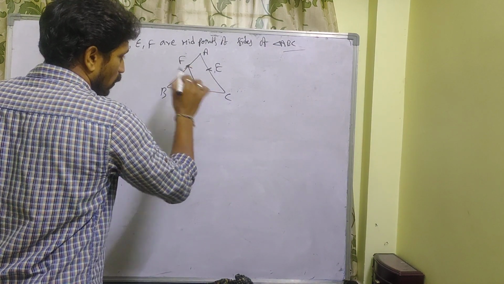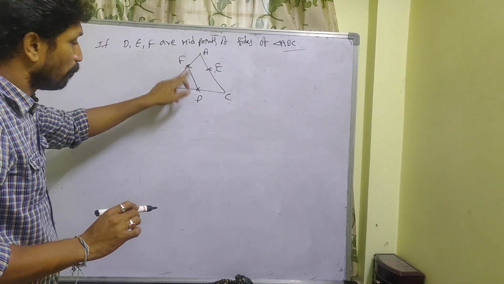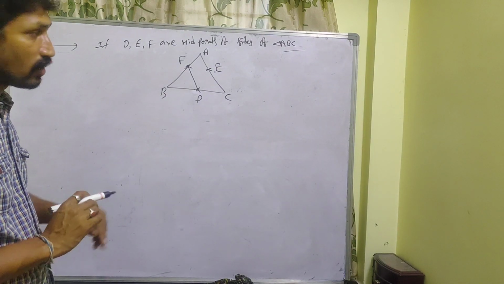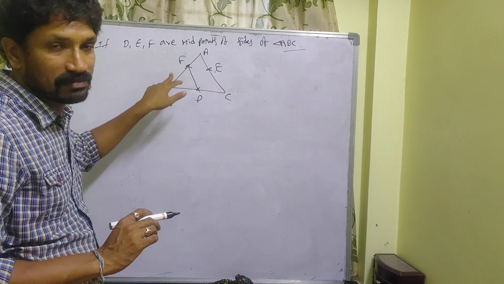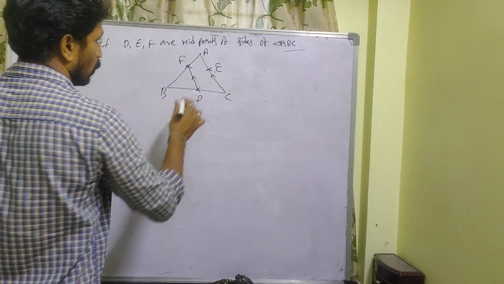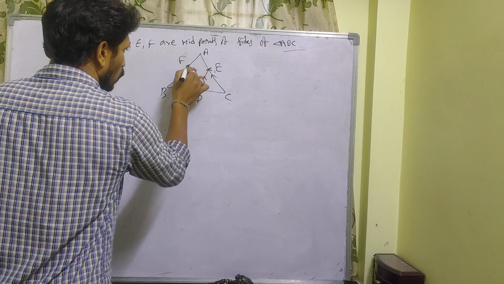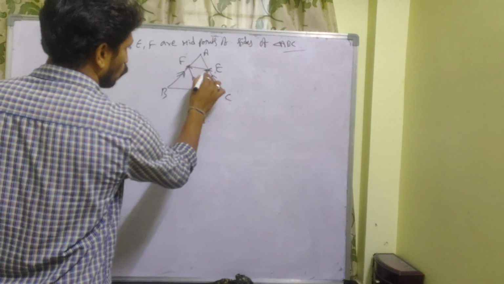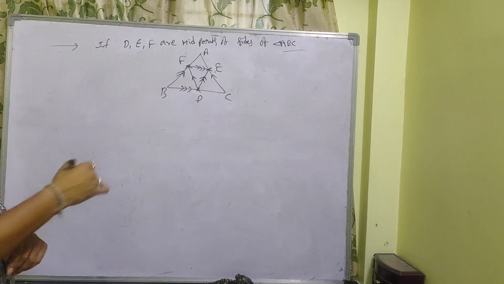if you join F and D, what can you say? F and D are midpoints. So what does the midpoint theorem say? The line segment joining the midpoints of any two sides is parallel to the third side. So this is parallel to the third side. Next one. If we join these two, same midpoint theorem. This is parallel to, for these two sides, the third side, which is this one. Next, if we join these two, this is parallel to the third side, according to the midpoint theorem.